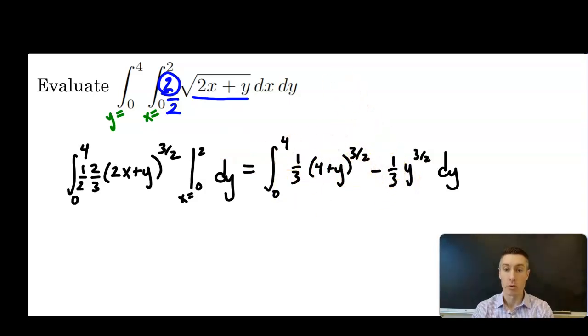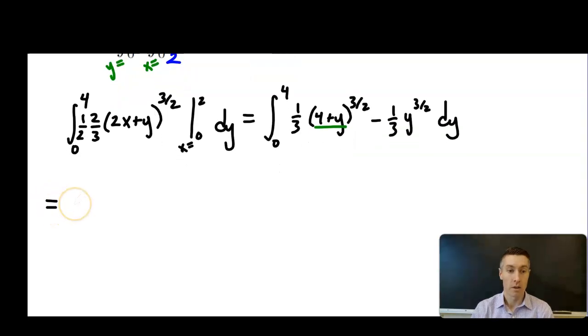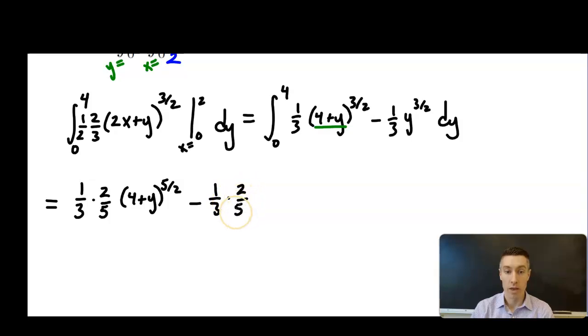Now we're going to integrate with respect to y. So we do have an inner part here that we might want to think of as a u. So if u were to be 4 plus y, then du would be 1. So there is no adjustment necessary, which makes life a little bit easier for us. So that's really just thinking of the integral of u to the 3/2, which would be u to the 5/2 times 2/5. So we have 1/3 times 2/5 times 4 plus y to the 5/2 minus 1/3 times 2/5 y to the 5/2. And we're evaluating this from 0 to 4.